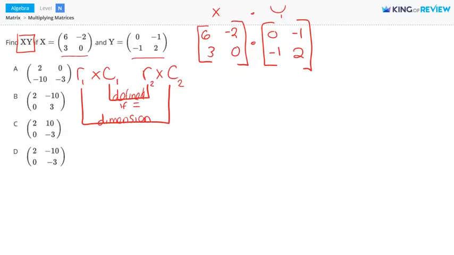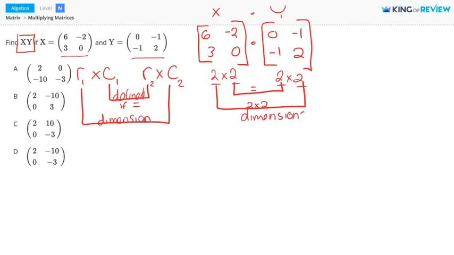So let's take a look at X times Y. This is a 2 by 2 because it has 2 rows and 2 columns. And this one is a 2 by 2, 2 rows and 2 columns. So we look at these two numbers here. Yes, they're equal. So that means it is defined if we multiply these two matrices together. So these are equal, and the dimensions of the product will be 2 by 2. So 2 by 2 are the dimensions of the final product.